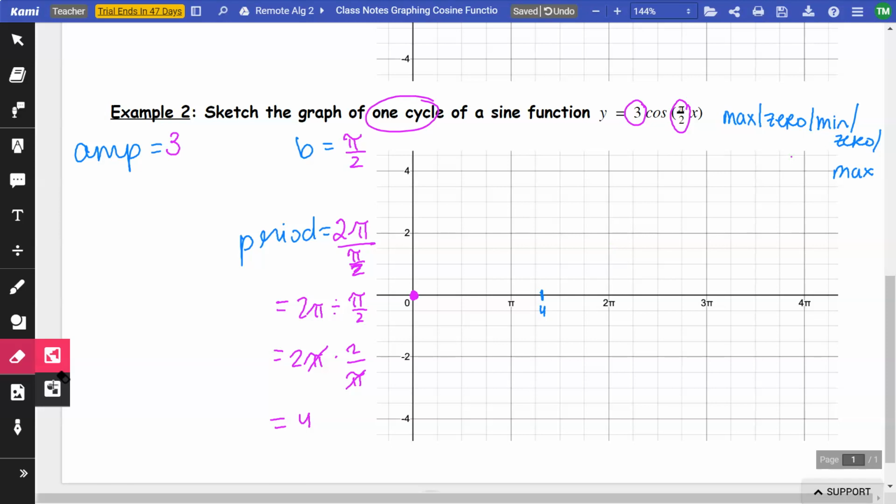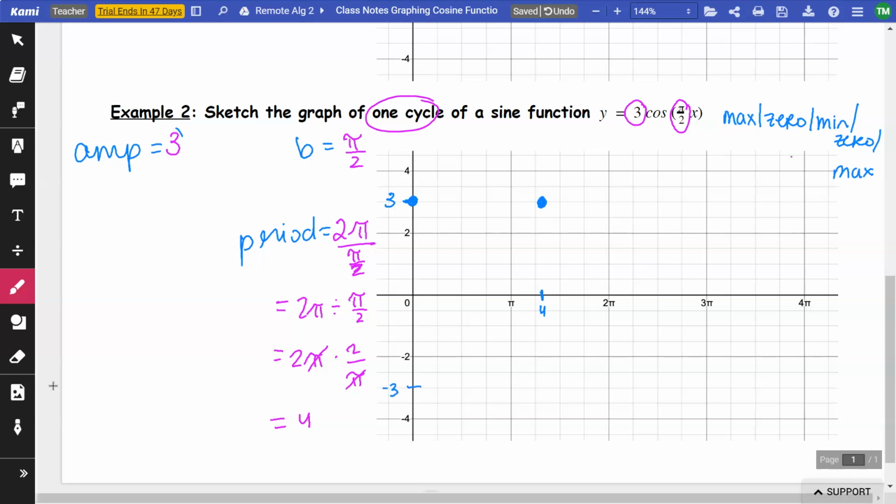So let's graph our maximums. Oops, that was supposed to be an eraser. All right, so my maximum is occurring at an amplitude of 3. 3 would be here. And then I end with a maximum. Then halfway between 0 and 4 would be 2. And so my minimum occurs at the x value of 2 and then negative 3.